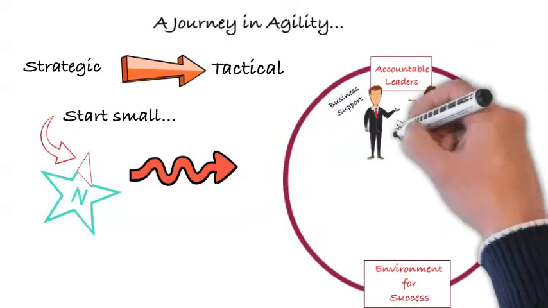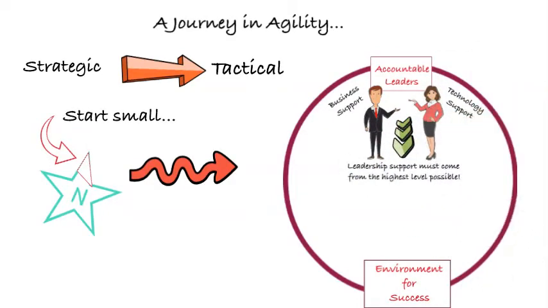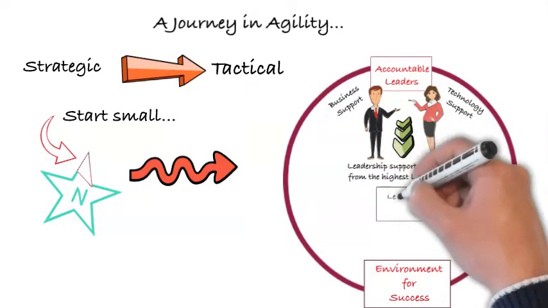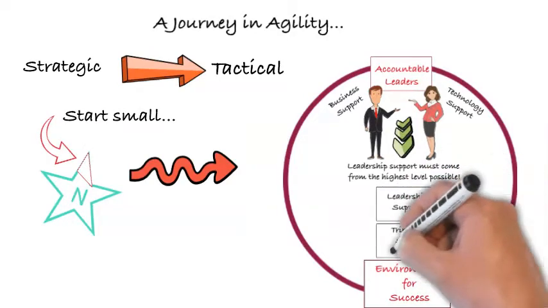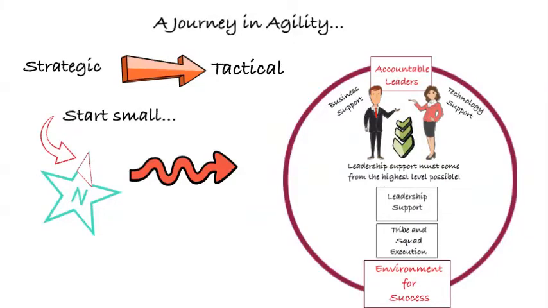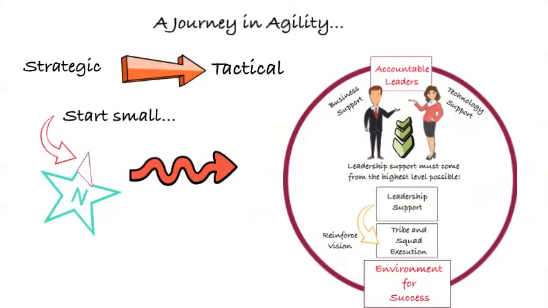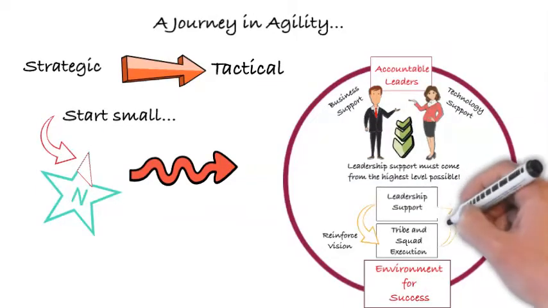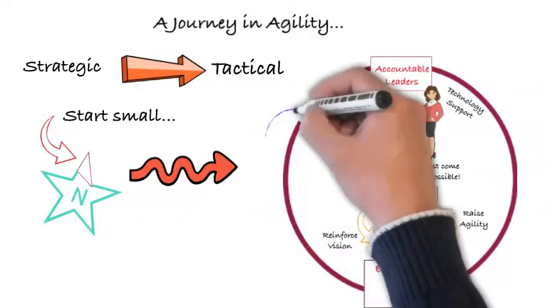As we gather the leaders for this effort, we must ensure we're getting support from the highest level of leadership possible. Developing a close working relationship between the leaders and those executing the work is crucial to the ultimate success in the agile transformation. It is the job of the leaders to continually reinforce the vision created during the strategic phase. It is the job of the tribes and the squads to continually raise the agile maturity of the organization.